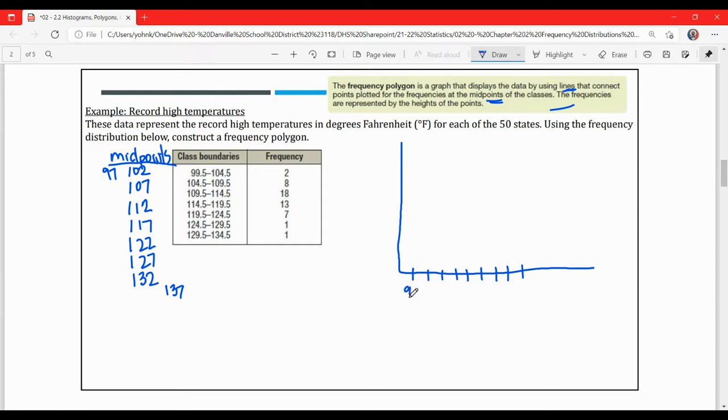First one is 97, so I'm going to just label all the 07s: 107, 117, 127, 137. And these are temperatures. Then I need frequencies going up. We have to get to a high of 18. So 2, 4, 6, 8, 10, 2, 4, 6, 8, 10. These are frequency.